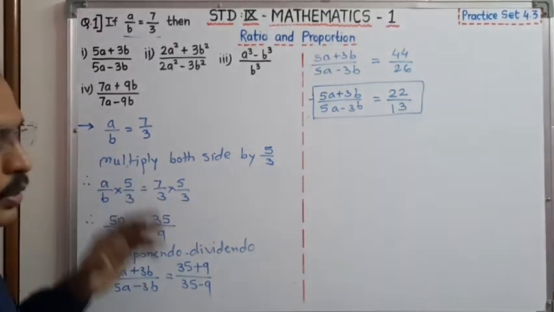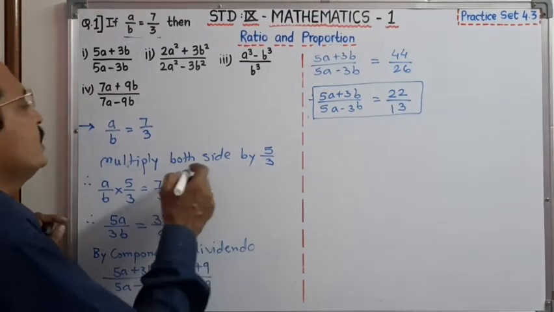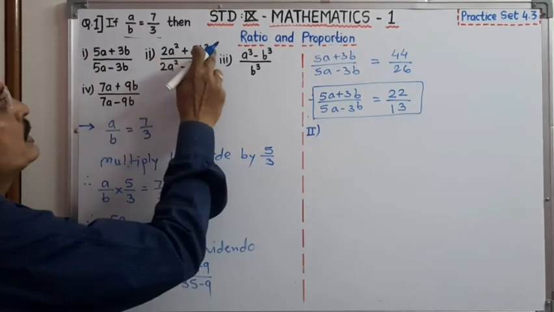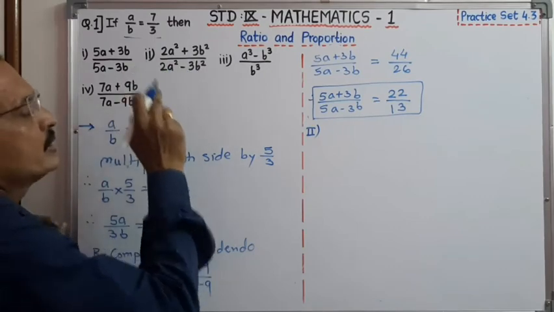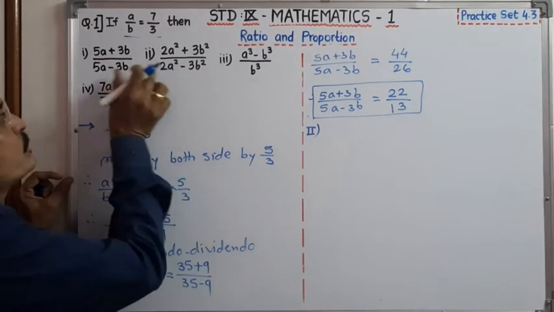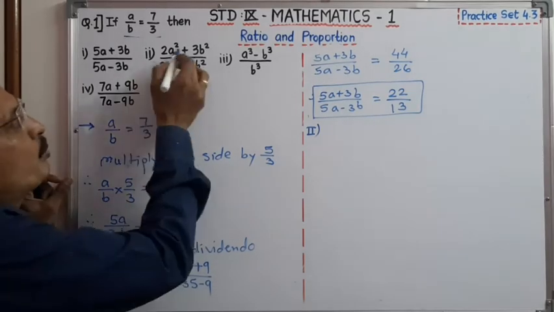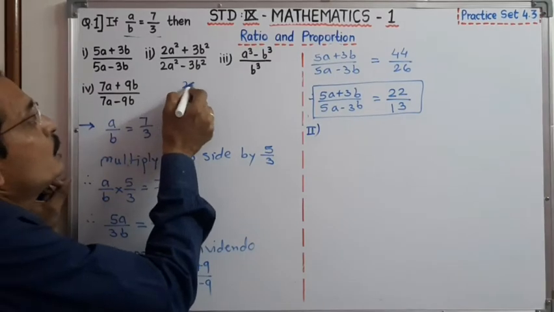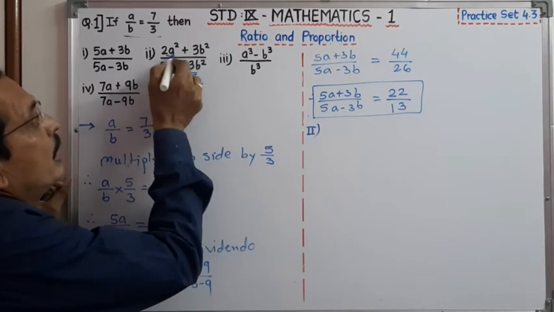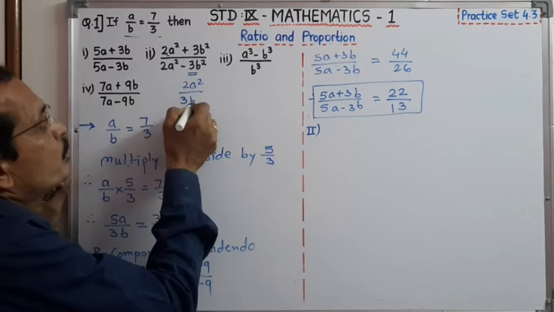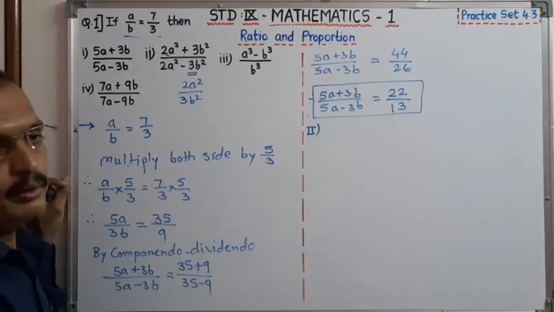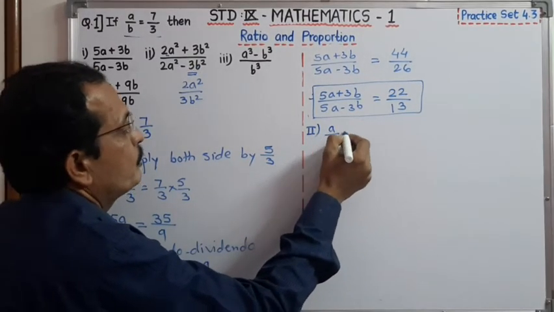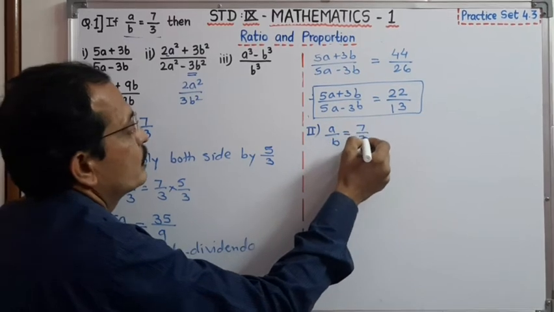Then do Componendo-dividendo. Now see, dear student, for the second, 2a square plus 3b square and 2a square minus 3b square. If you observe these two, same process, Componendo-dividendo. But on which ratio? Dear student, it is on 2a square and this 3b square, that is 2a square upon 3b square. For that purpose, dear student, what is given? It is a upon b is equal to 7 upon 3.